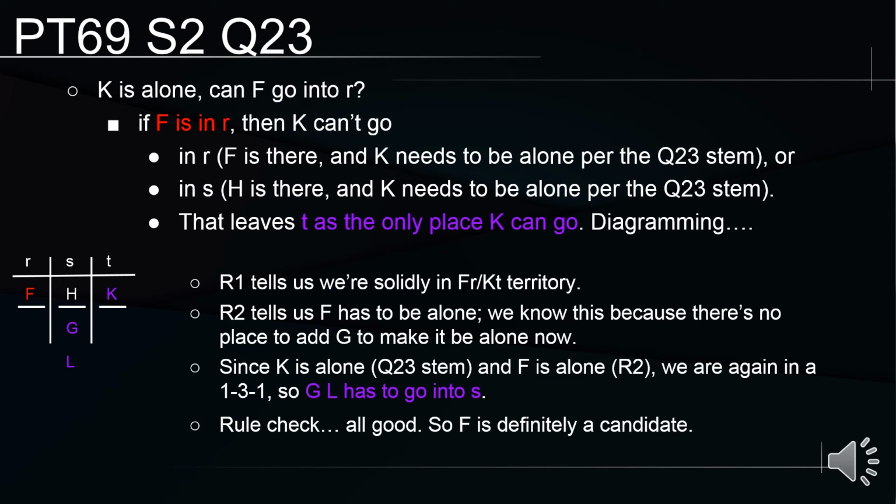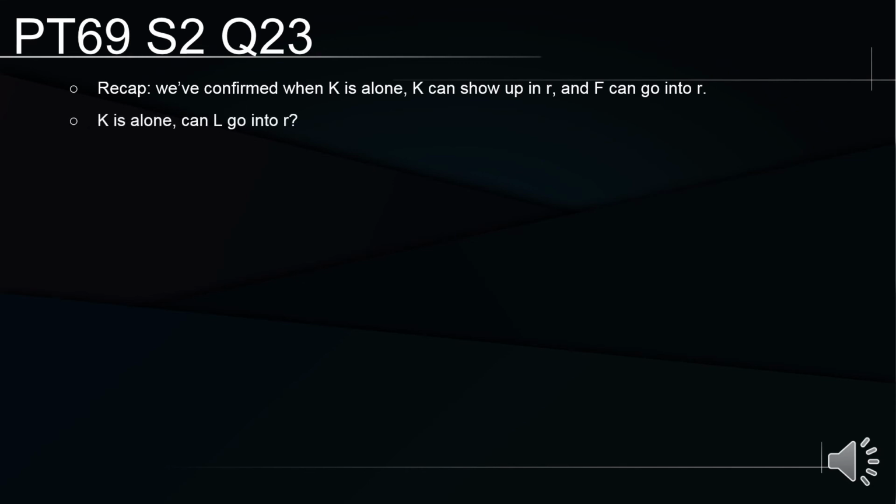So now, our final frontier is to test L. Just a quick recap to make sure that we are all on the same page. We have confirmed that in scenarios when K is alone, it is possible for K to show up in R, and it is possible for F to show up in R. That narrows it down to answer choices A and B for us. The only difference between answer choice A and B is whether or not L can show up in R as well. And so we are now testing that. So when K is alone, can we find a way to get L into Team R? Just like last time, I'm going to start with the same procedure. Our goal is to see if we can get L into Team R.